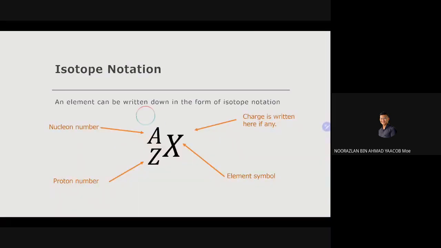Okay, so the next one, let's have a look at the isotope notation. How we can write isotope using a notation. An element can be written down in the form of isotope notation, whereas we have X in the middle, the big one, which is the element symbol. And then we will put the nucleon number on top. And then we will put the proton number on the bottom, on the left-hand side. And on the right-hand side, if the atom has a charge, we will put it on the top right side here. The charge of an atom. Or ion lah. Dalam situasi kalau ada charge, kita panggil sebagai ion.